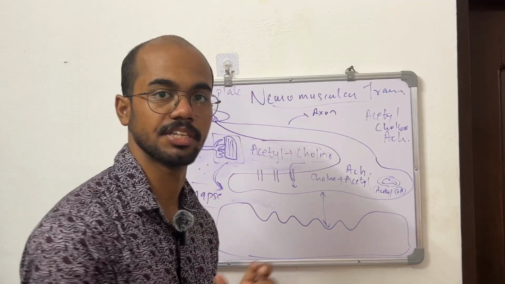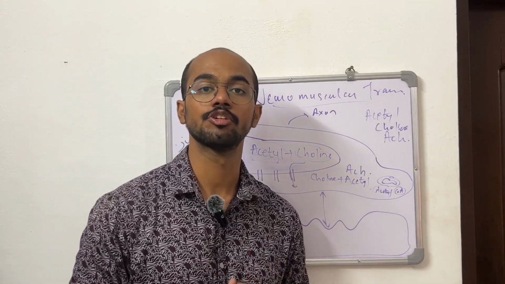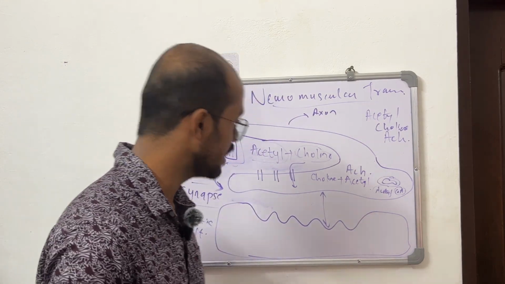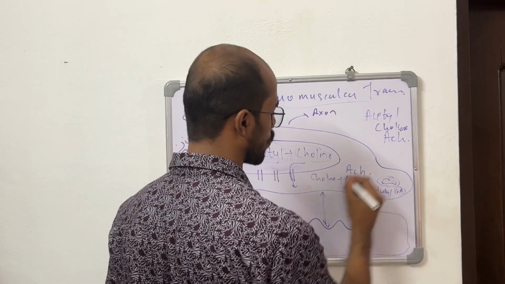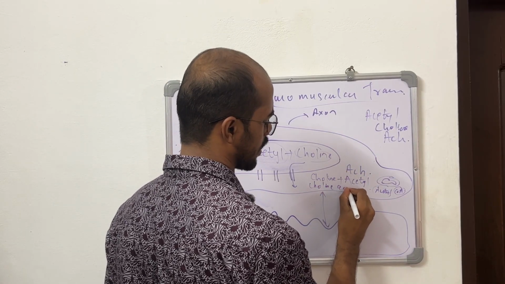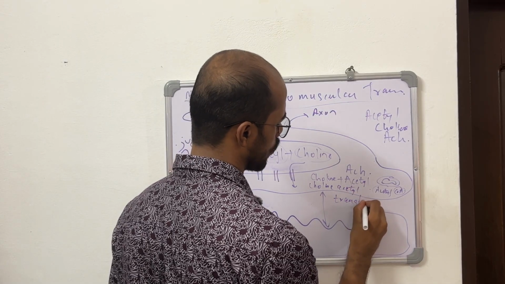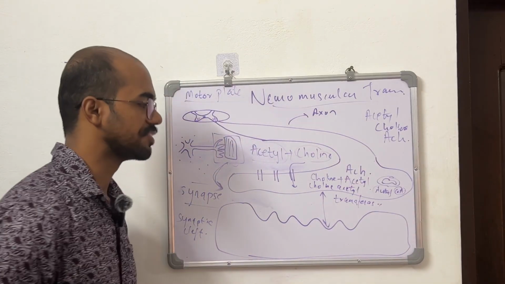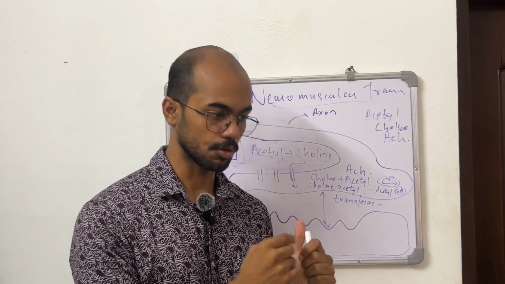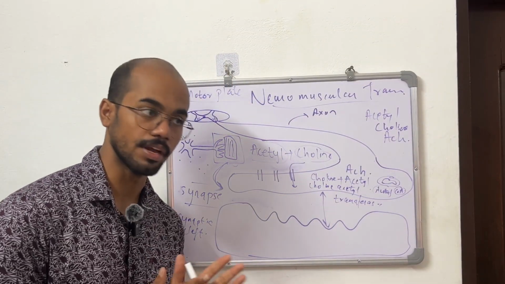Now you need to form acetylcholine. It doesn't occur spontaneously. There should be the presence of a particular enzyme, and that enzyme is referred to as choline acetyltransferase. In the presence of the enzyme choline acetyltransferase, acetyl and choline are used to form our acetylcholine. That is how our acetylcholine is produced.